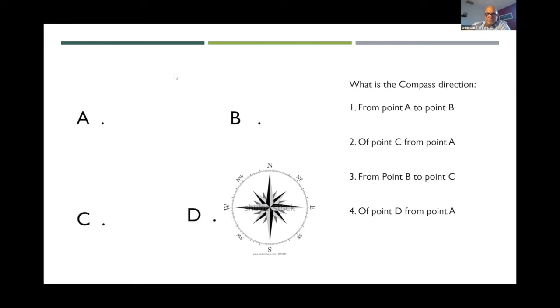Well, let's practice. Here we go. Everybody watching? Our starting point is A. And so the first thing we do is we draw our compass arrow going north from A. Our destination is B. And so we draw our line going to B. So what is this direction? This direction is east. That's all you have to write there, SJ. Just write the word east. The answer is east. The compass direction from A to B is east.